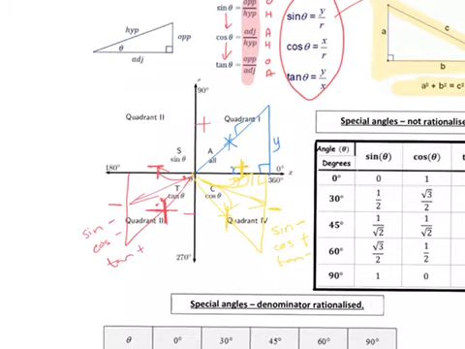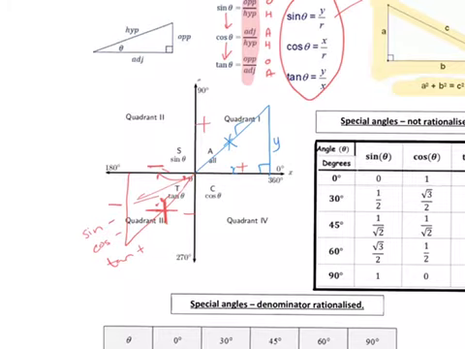So in quadrant 1, all of them work. They're all positive. In quadrant 2, only sine is positive. It's sine's territory. Tan is only positive in the third quadrant and cos in the fourth quadrant. Please, this is really, really, really important to remember when you are working with the grade 11 stuff we're going to go into.